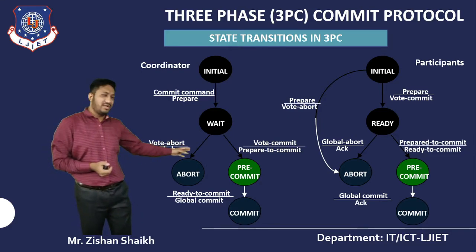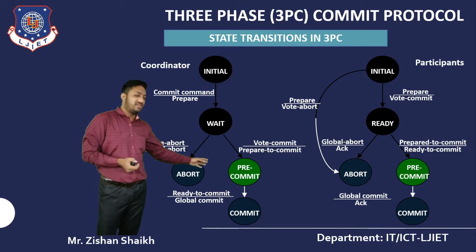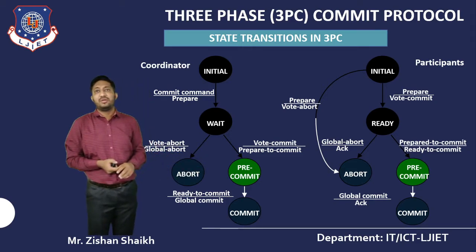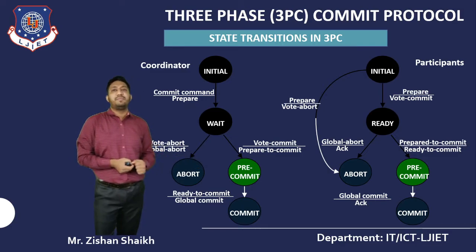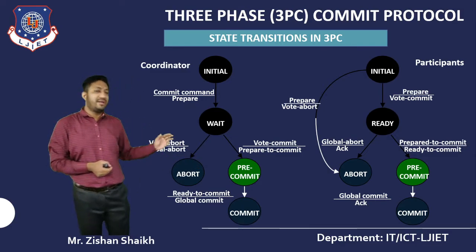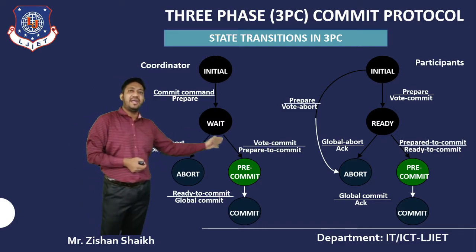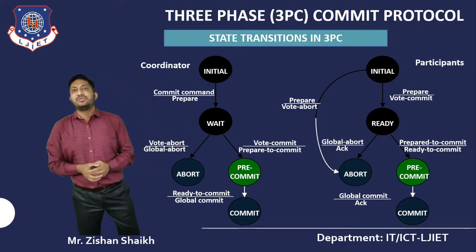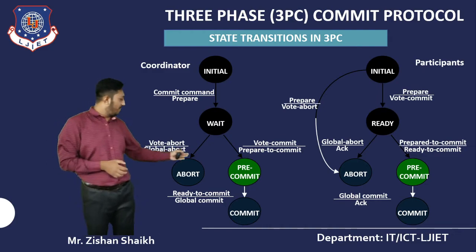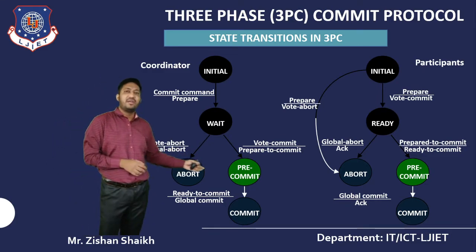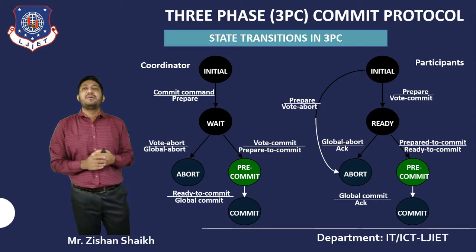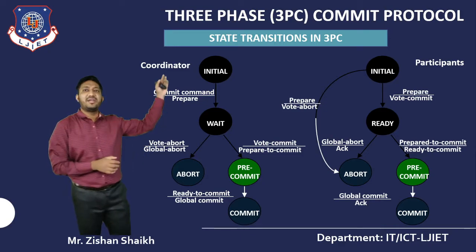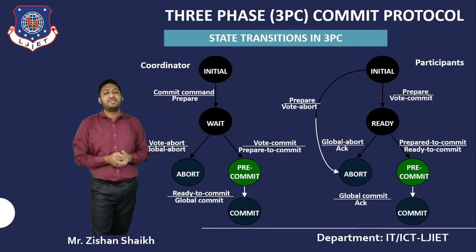You can see in the green highlighted portion the pre-commit state. The pre-commit state is a new state in our three-phase commit protocol that is included at both the participant side and the coordinator side. With the help of the pre-commit message and pre-commit state, our 3PC protocol comes with the non-blocking condition. Let's understand how this state diagram works.